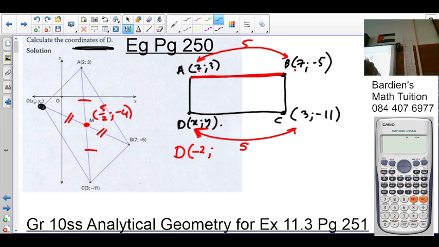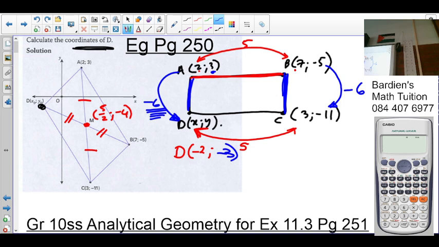Now when I move along this side, am I affecting my X or my Y? Your Y. Okay, so if I move from minus 5 to negative 11, I'm going down by 6 units. Not so? So if I move from here to here, how many units must I go down by? Negative 6. So you got 3 minus 6, negative 3. That was the same as the previous. Easy.